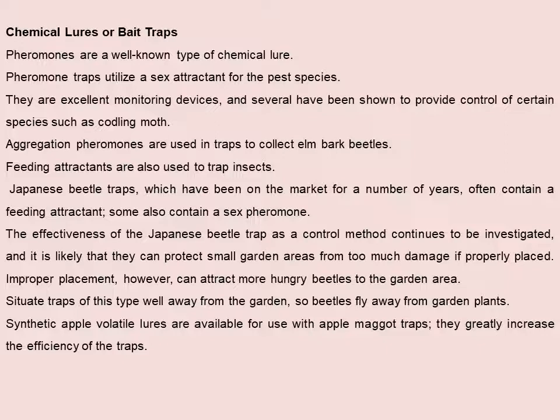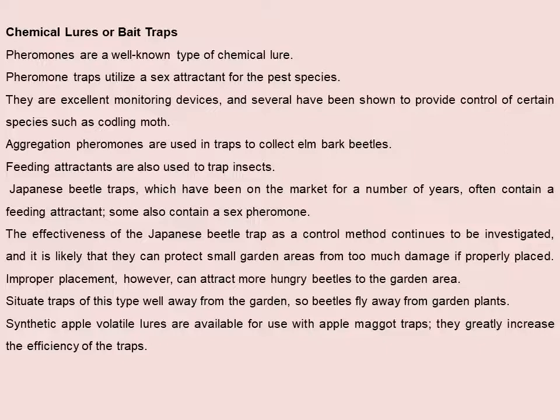Japanese beetle traps, which have been on the market for a number of years, often contain a feeding attractant. Some also contain a sex pheromone. The effectiveness of the Japanese beetle trap as a control method continues to be investigated, and it is likely that they can protect small garden areas from too much damage if properly placed. Improper placement, however, can attract more hungry beetles to the garden area. Situate traps of this type well away from the garden so beetles fly away from garden plants.